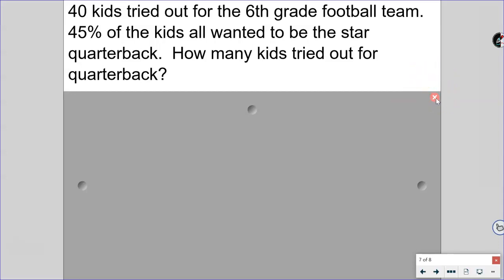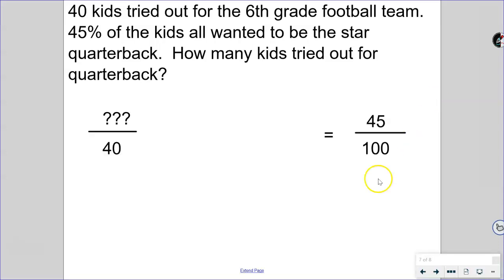All right, welcome back. So here is our setup. We know that there's 40 kids on the football team, and we know that 45% of them want to be the quarterback. So it's some number out of 40 that want to play quarterback, and we know that number is equal to 45% or 45/100ths. So essentially what we're doing is looking for the relationship between these two fractions to help us solve for this unknown numerator. So this time we have both denominators.